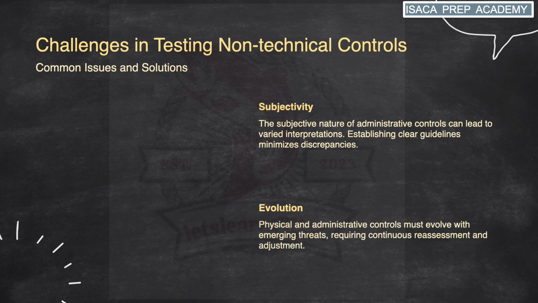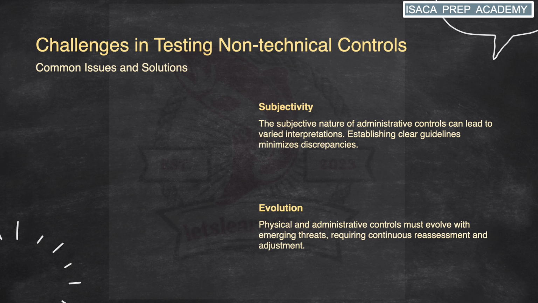Next point is about the evolution. Friends, the evolution of physical and administrative controls is imperative in response to emerging security threats and evolving organizational needs. As new threats emerge and technology advances, organizations must continuously reassess and adjust their security measures to maintain effectiveness and relevance.